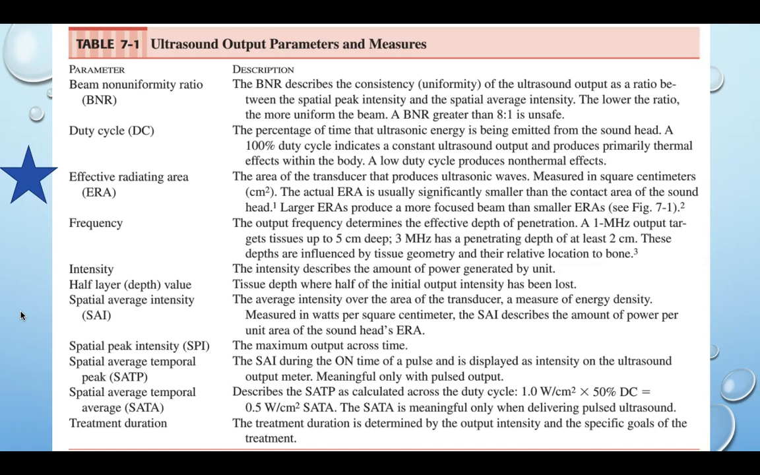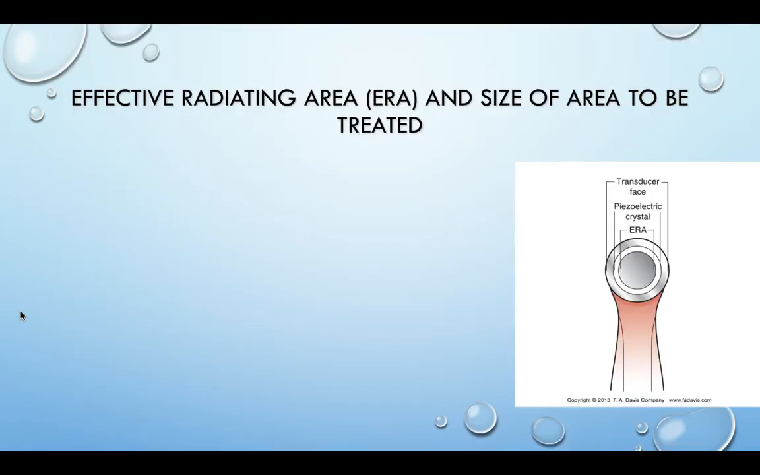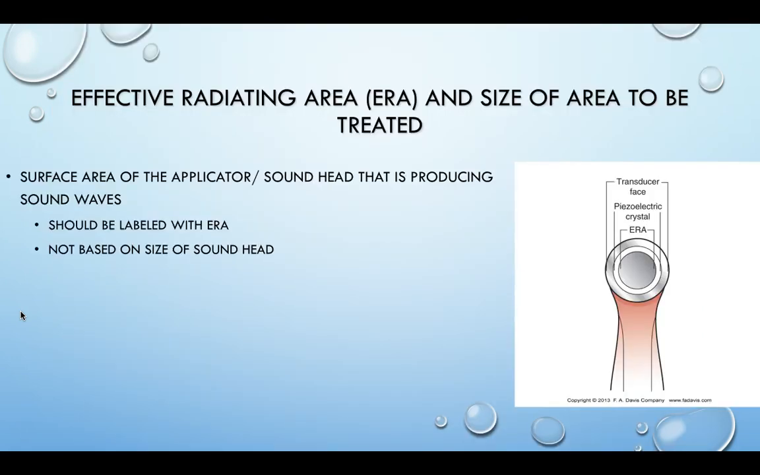Okay, so larger ERAs produce a more focused beam than smaller ERAs do. So the ERA is directly going to affect the size of the area that we can treat. So if you look at this diagram over here, we have that the transducer head is a certain size, the crystal is a certain size, and then the actual ERA, the effective radiating area, that surface of the crystal that is actually producing enough wave and enough energy to produce significant sound waves, is smaller than that. So it's the surface of the applicator of the sound heads that's producing the sound waves.